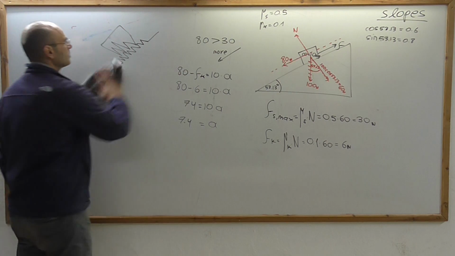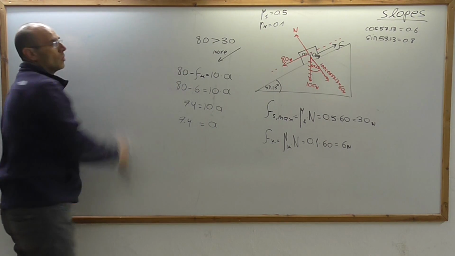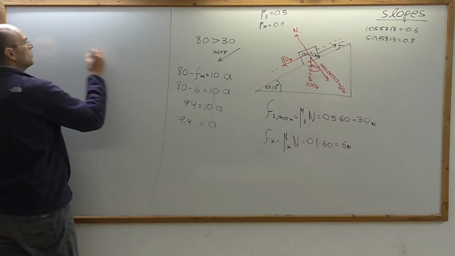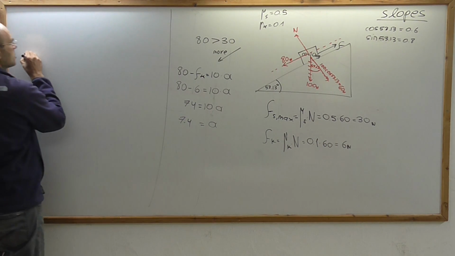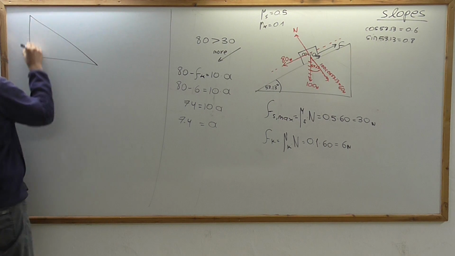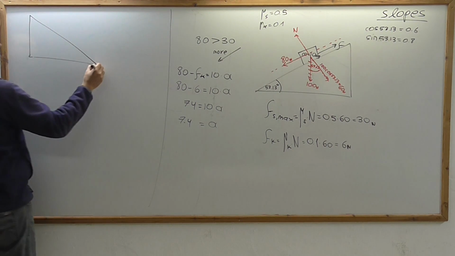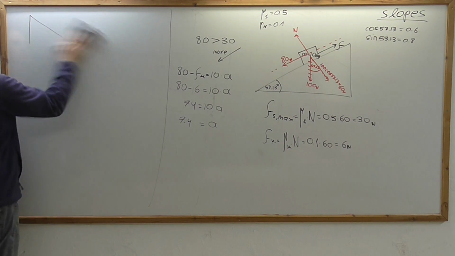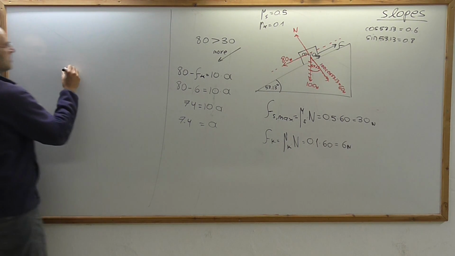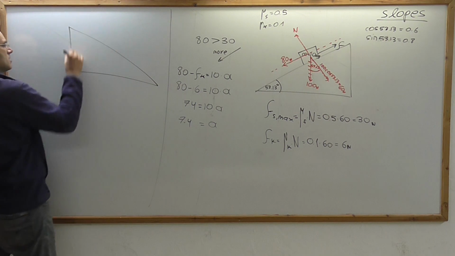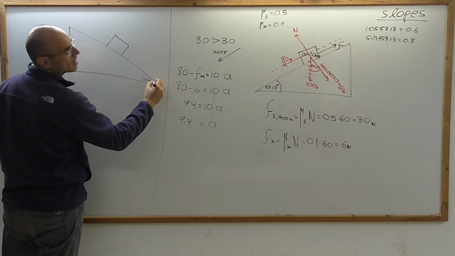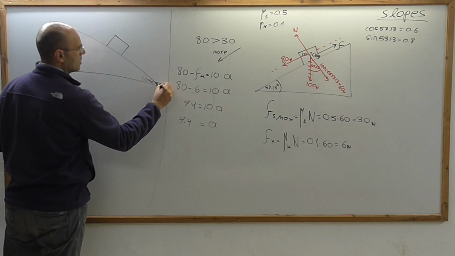Okay. One more. Okay, let's change the direction of the slope. Okay, let's say this is the slope. Not enough room. So, again, this is the slope. This is alpha, which is 53.13.